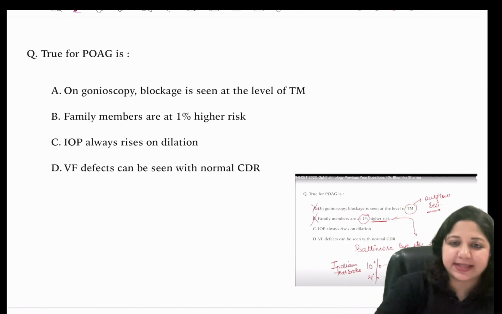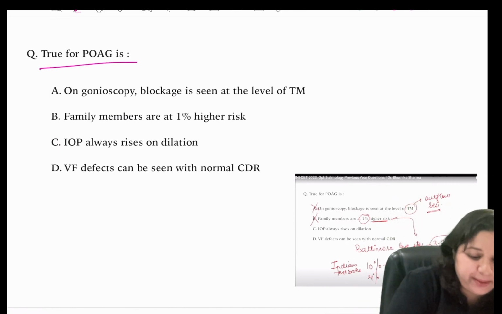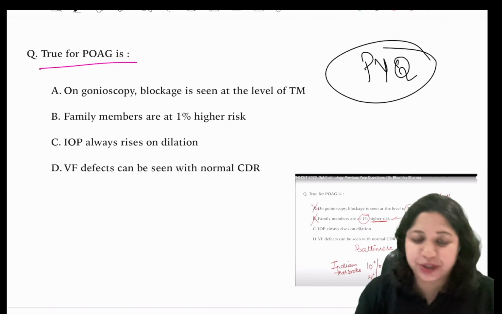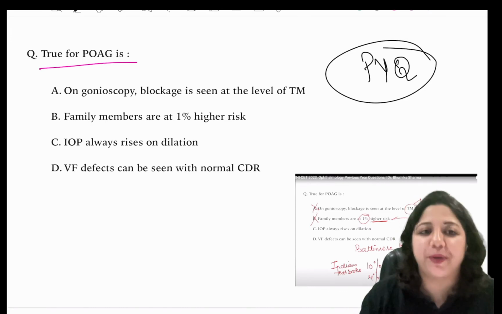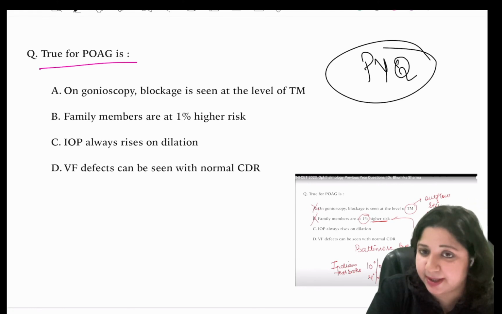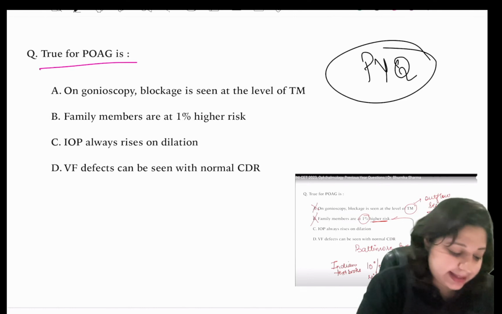I think I'm covering this image, but if you see, this was a PYQ, which was asked previously. So what was the older question? Older question said true about POAG is on gonioscopy. We have discussed it so many times in the past, but I'm still repeating. Let's see. It says on gonioscopy, blockage is seen at the level of the trabecular meshwork.